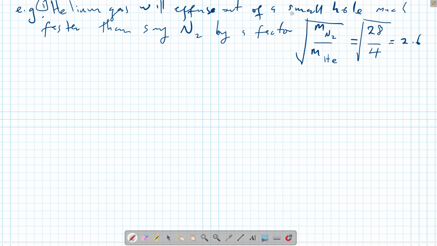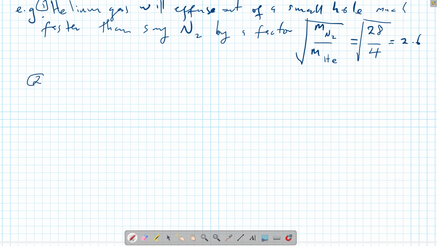One point about what small means. I think it's relative to, let's say, the mean free path. Mean free path is something we're going to address a little bit later. So I just want to say that small is relative to something which you can actually calculate or measure.